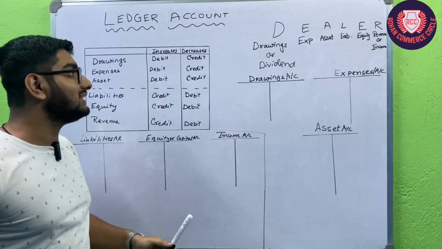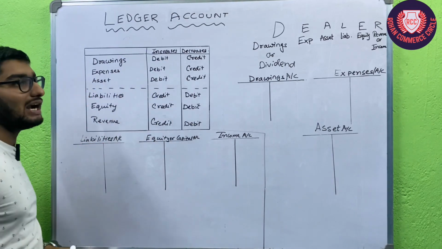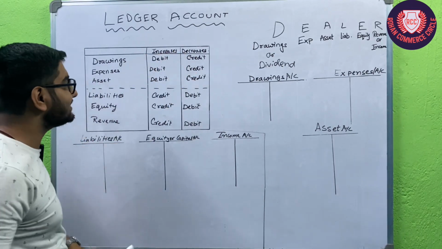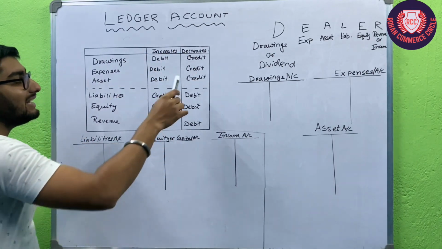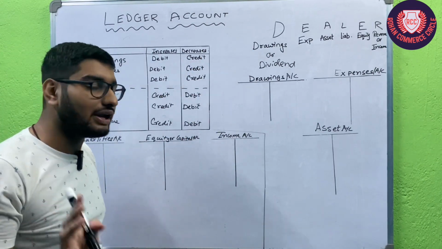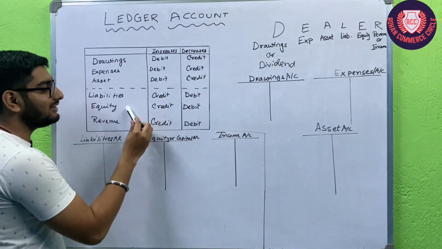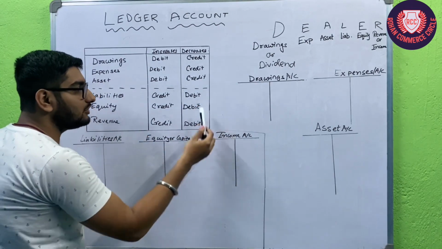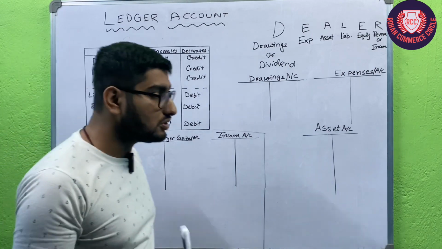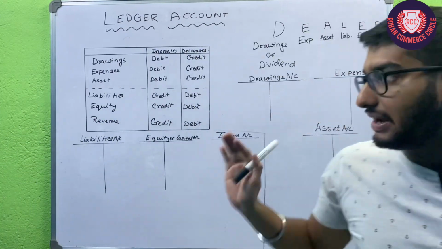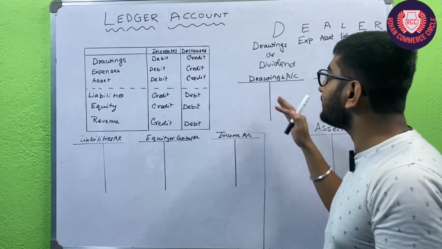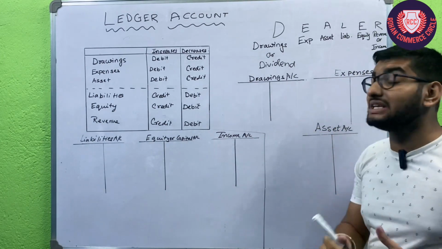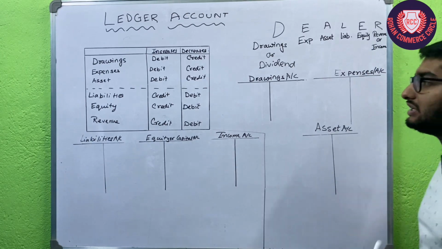We also know this, but I have been making this chart for your help. That is, when these three increase, we debit them, and when they decrease, we credit them. Okay. And when liability, equity or revenue increases, we credit it, and when it decreases, we debit it, right? So why have we made this? We have made this because we want to see where we have to write the opening and closing balances, which are very important, students.